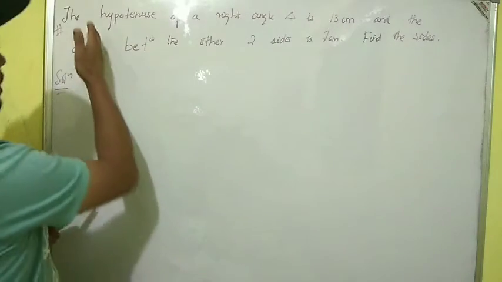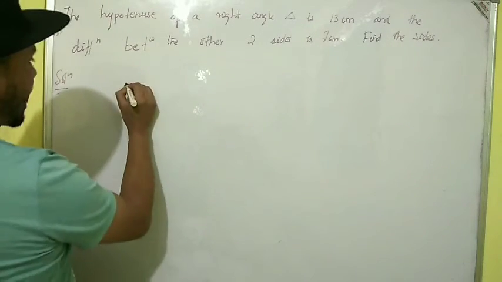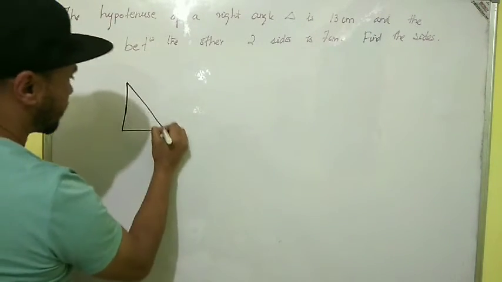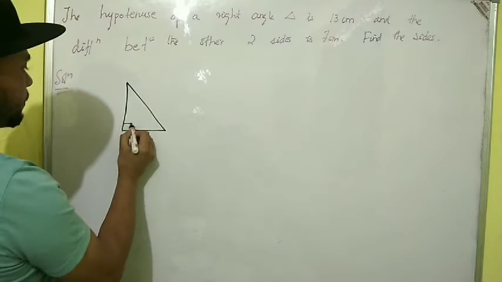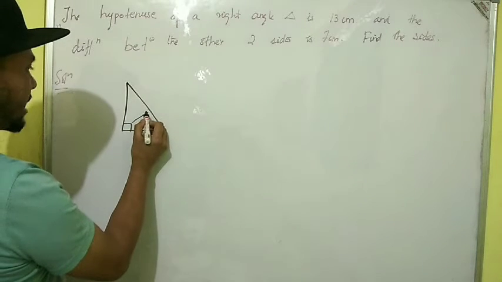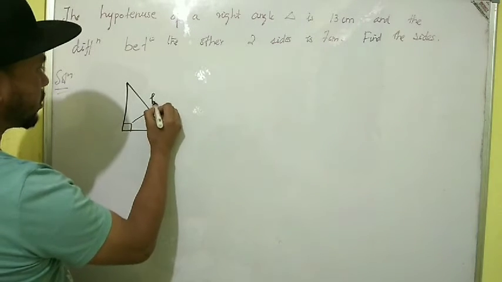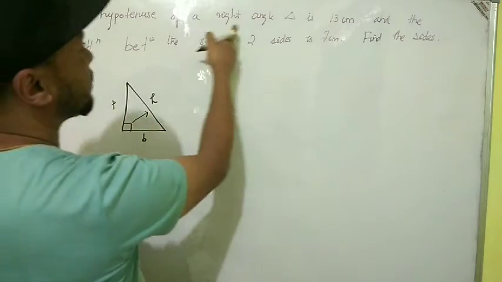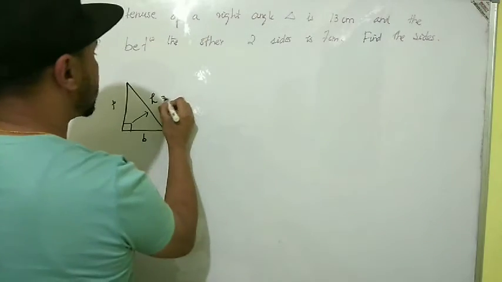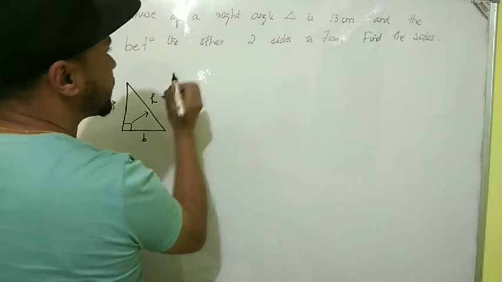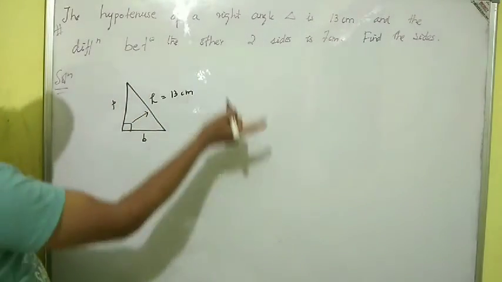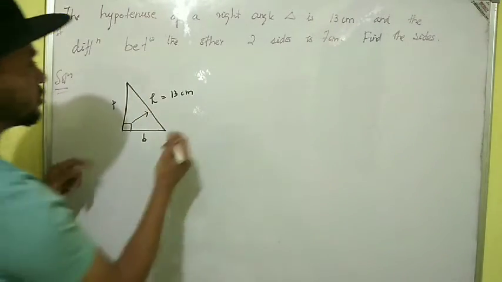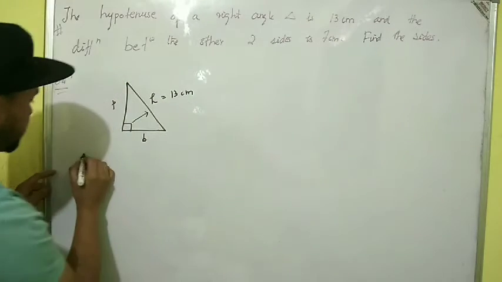The question says the hypotenuse. Hypotenuse means there has to be a right angle triangle. The side opposite to the 90 degree angle is your hypotenuse; the other two are base and perpendicular. The hypotenuse of the right angle triangle is 13 centimeter, and the difference between the other two sides is given.